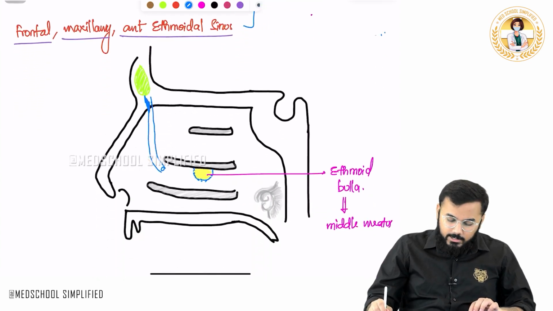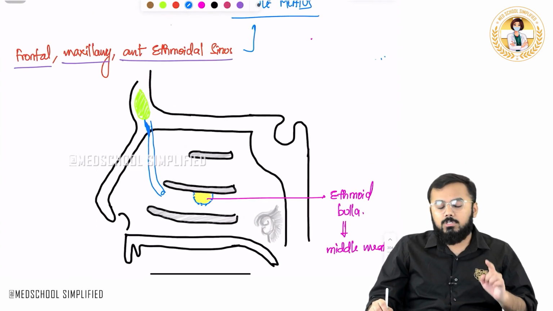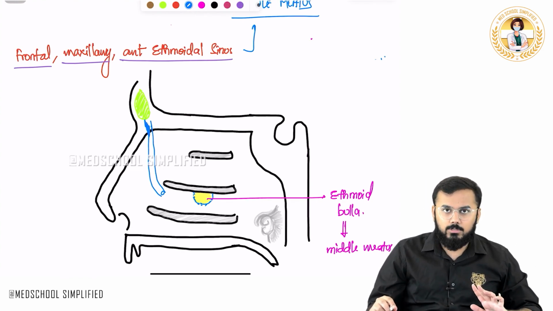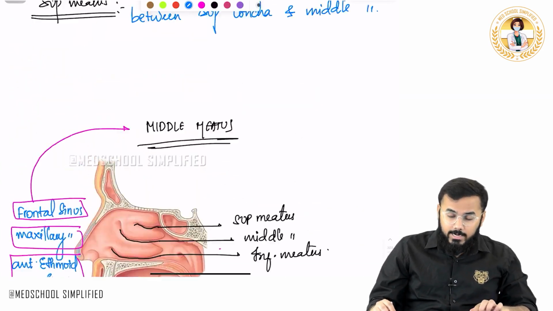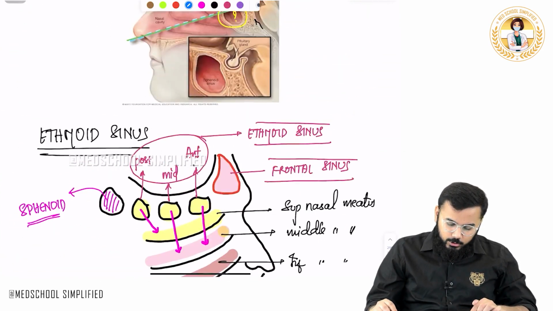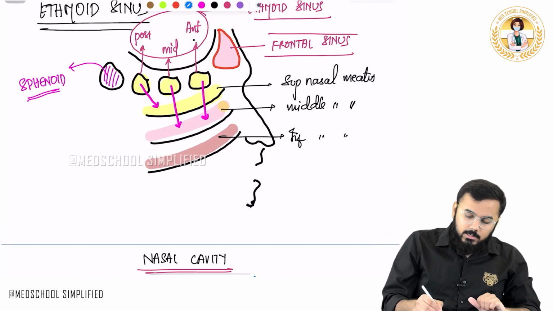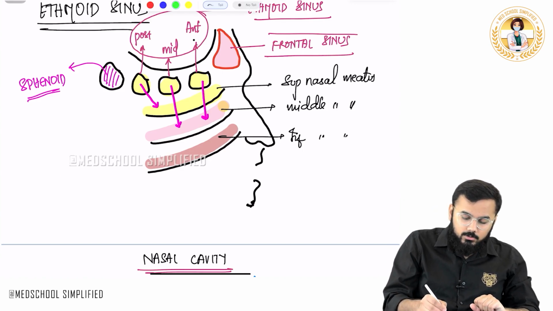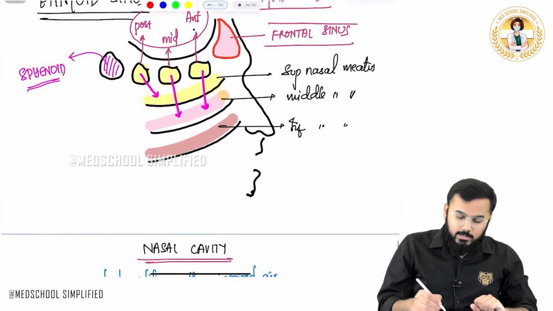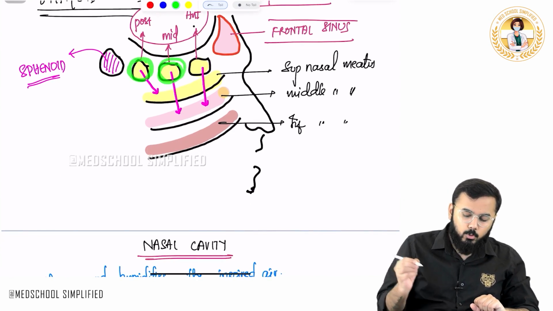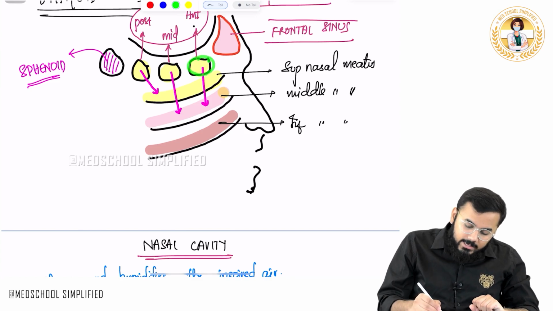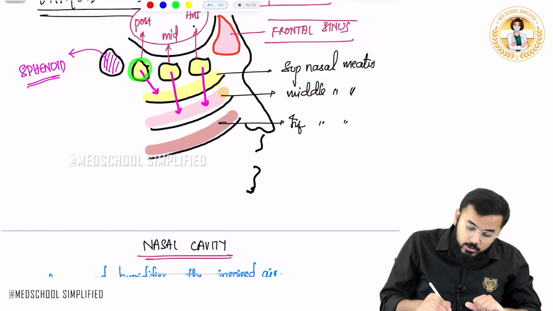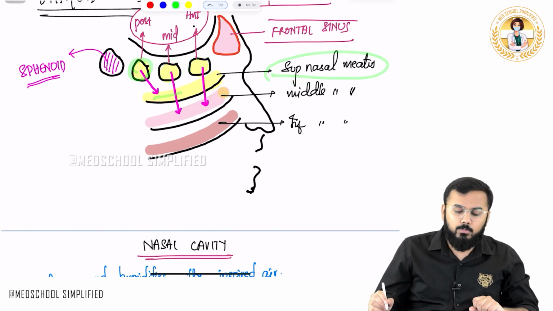Next important thing is that when I was discussing the sinuses, that is why I am telling you, watch the paranasal sinus video before you come to this. Let me show you that picture. See here, you see these three yellow colored boxes. This is the anterior ethmoid sinus, this is the middle ethmoid sinus, this is the posterior ethmoid sinus. Anterior and middle are draining into which meatus? They are draining into the middle meatus. Whereas posterior is draining into the superior nasal meatus.